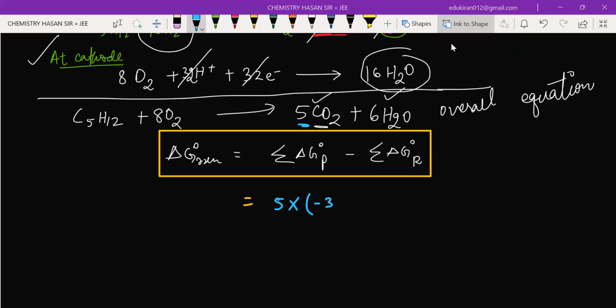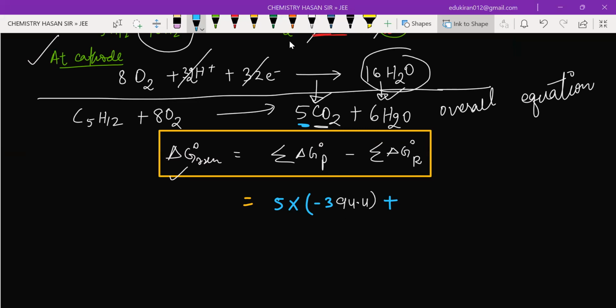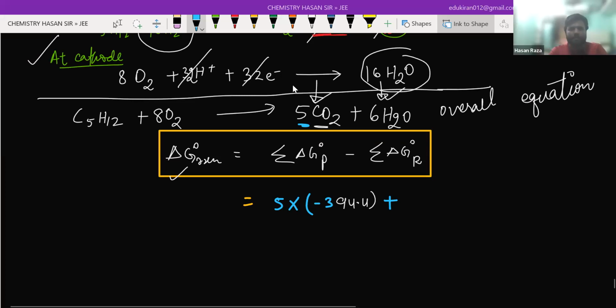Yes. Okay. So what I was saying is that delta G naught of reaction we need to calculate. And this has a formula: delta G naught of product minus delta G naught of reactant. And we have two products, you can see CO2 and H2O. And for 1 mole of CO2, it is given in the question that it is -394.4. And there are 5 moles of CO2. So there is 5 moles. That's why I multiplied it by 5.